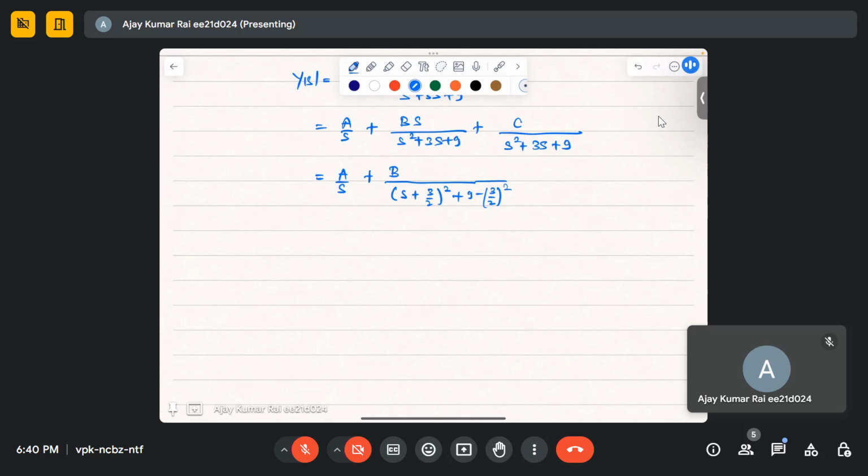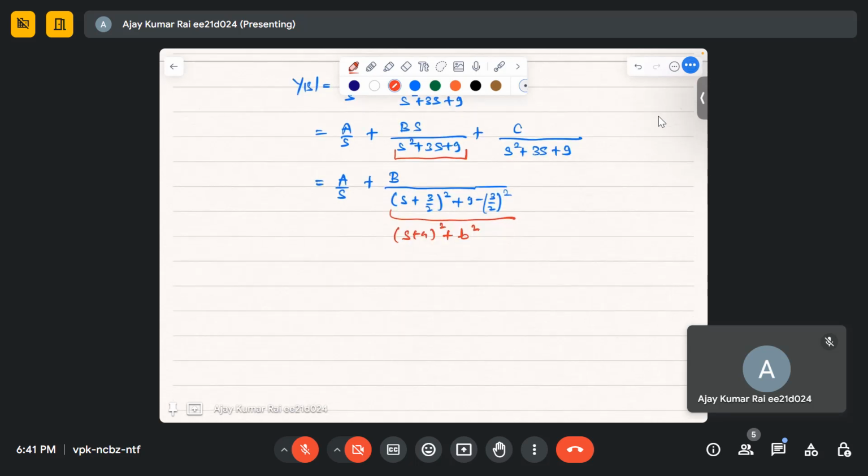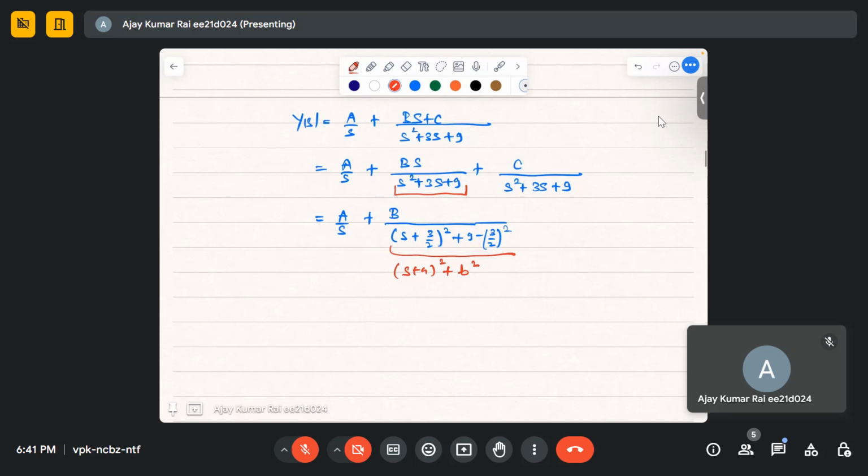I'm trying to get it in this form, like (s plus a) square plus b square, something like that. Because you know that its roots are lying on the imaginary axis, that's why we have to make this change. So what I have done is s plus 3 by 2.